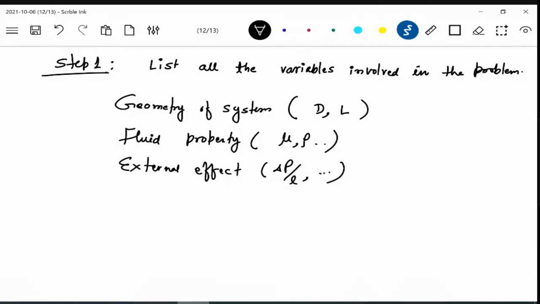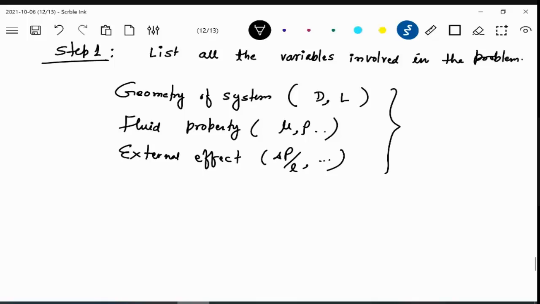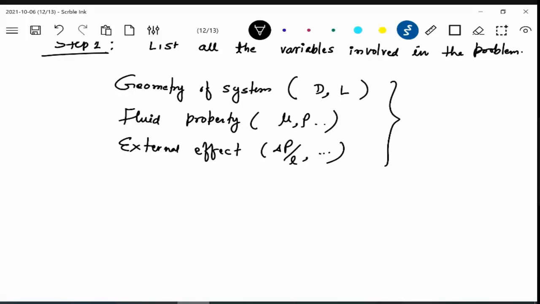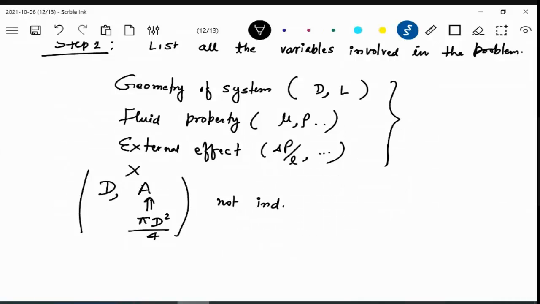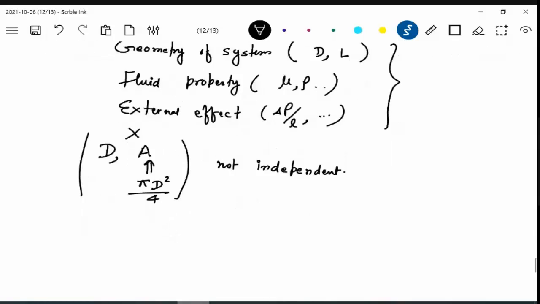As I said, all these variables should be independent. You cannot choose dependent variables. For example, let's say you have the geometry of the system, and you are taking two variables, diameter and also area. But these two variables are not independent because area can be written in terms of diameter. So either you take area or you take diameter. So you have to choose only independent variables.